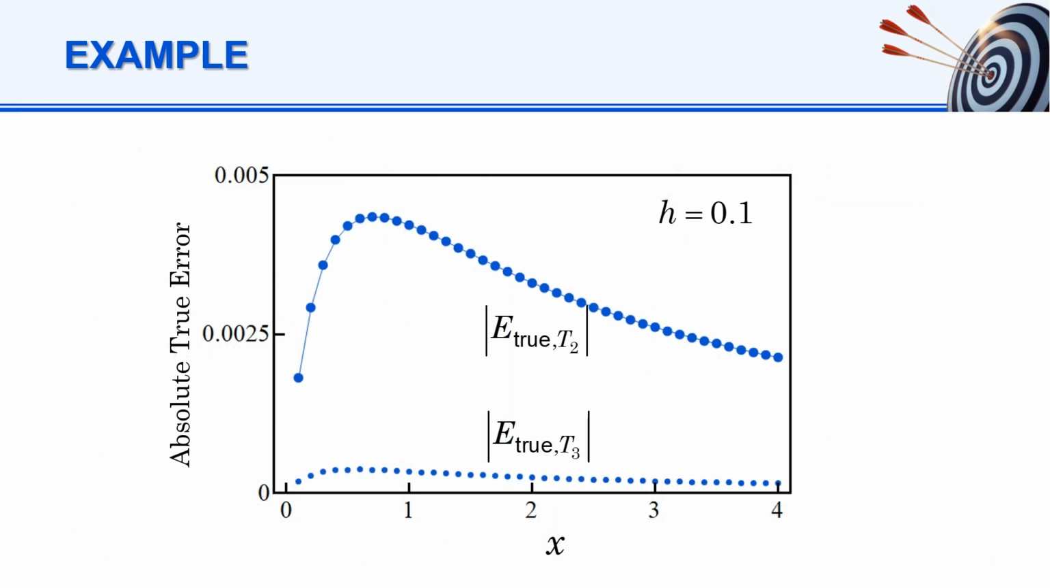The absolute true error for T2 and T3 estimates are plotted against the independent variable x. The error increases until x is approximately 0.7 for T2 and 0.6 for T3, and then decreases asymptotically with increasing x. With this note, we conclude this lecture.